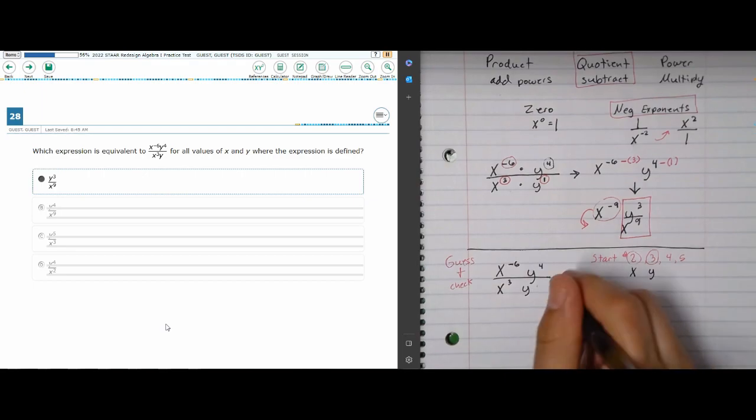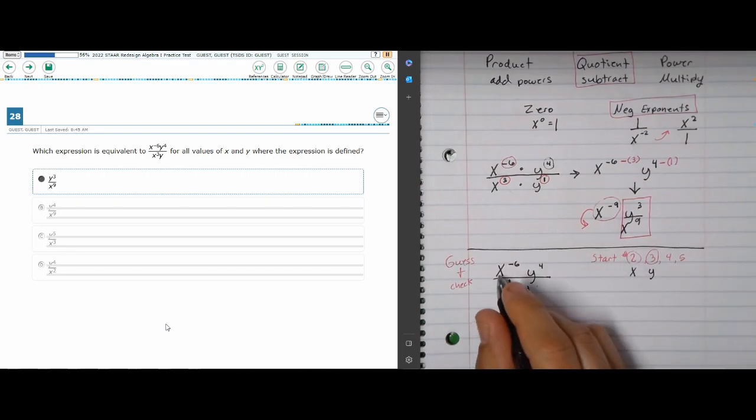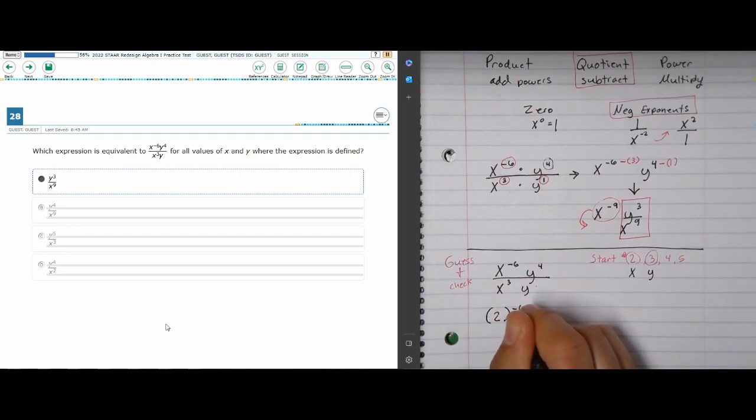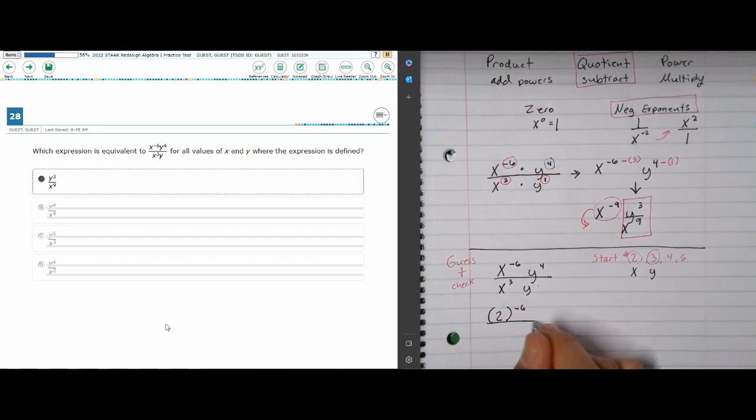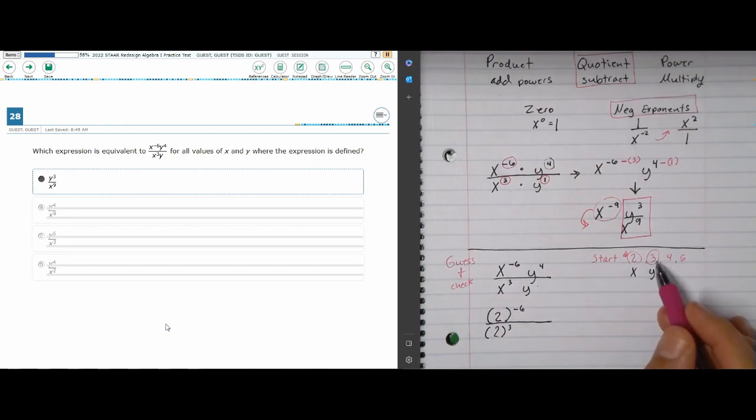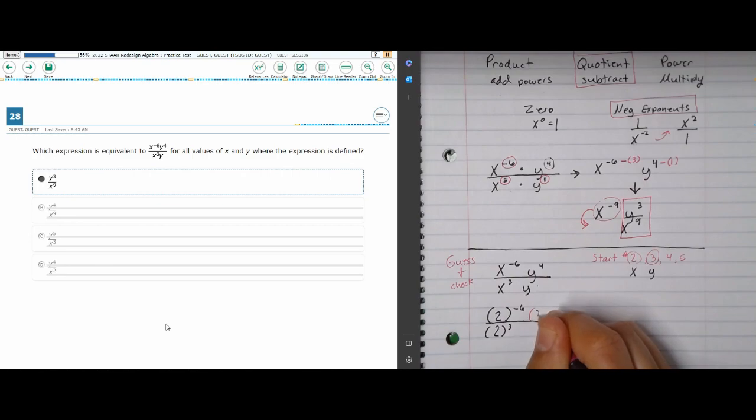So I'm going to rewrite this real quick. This right here, I'm going to go ahead and put in place of the x a 2. So I got 2 to the power of negative 6. Put my fraction bar. And then for the denominator, it's x to the third power, so I'm going to put 2 to the third power. And then for my y, I'm going to put a 3. That's y to the fourth power, so 3 to the fourth power. And for the y on the bottom, in the denominator, I'm going to replace it with a 3.